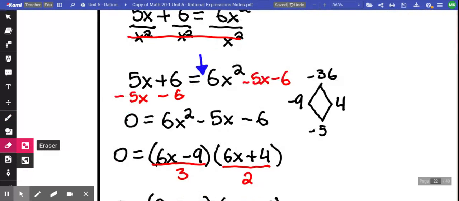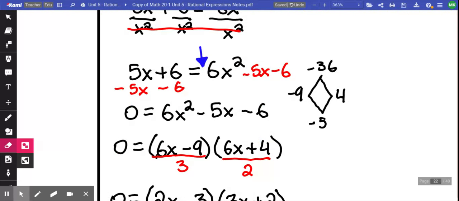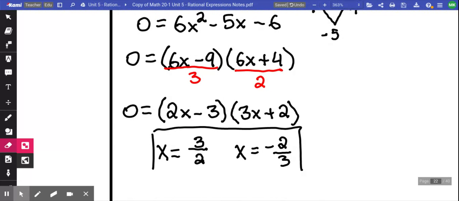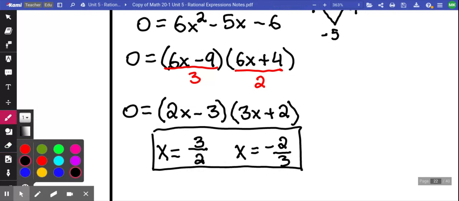I could factor this, so things that multiply to be negative 36 and add to be negative 5 would be negative 9 and 4. I write out my binomials. I have to somehow divide a 6 out. I had to do it in chunks this time, so the first one by 3, the second one by 2, giving me this final answer, which was 2x minus 3, 3x plus 2. Solve my binomials. The first binomial is 3 over 2. Second binomial is negative 2 over 3.